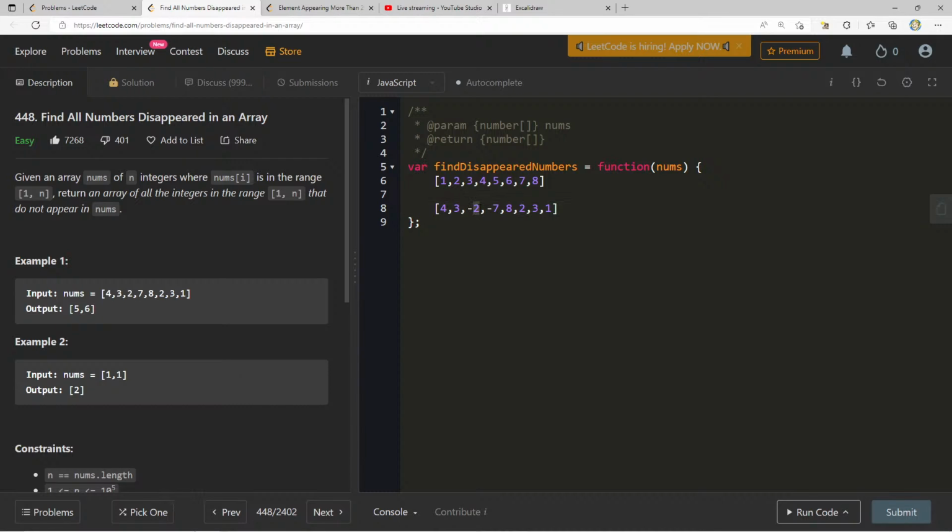Then I'm going to go to 2, and I'm going to make sure that I'm taking the absolute value of each one of these numbers as I go along. That way I don't accidentally go to a negative or out of bounds index. So I'm going to take 2. 2 minus 1 is 1. I'm going to go to index 1, make that a negative. Go to 7 minus 1, 6. So 0, 1, 2, 3, 4, 5, 6. Make that a negative 1. I'm going to go to 8. 8 minus 1, 7. Make that a negative 1.